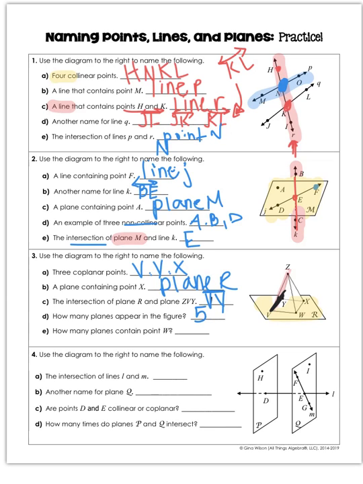And then, how many planes contain point W? We'll have to see where point W is. Let's see. So point W is right here. How many planes contain point W? Well, the bottom plane, plane R, has this point. This right plane contains W. This left plane contains W. And I think that's it. So this front plane right here, the right one has W, and then the bottom. So that's 3 planes that contain point W.